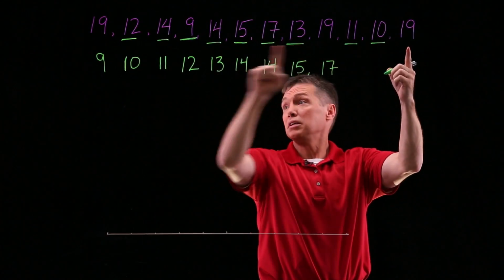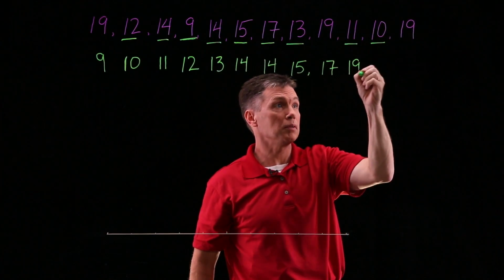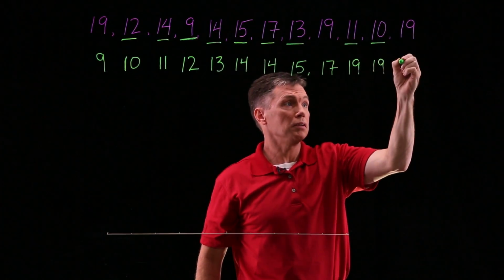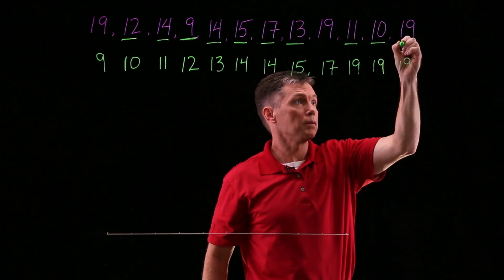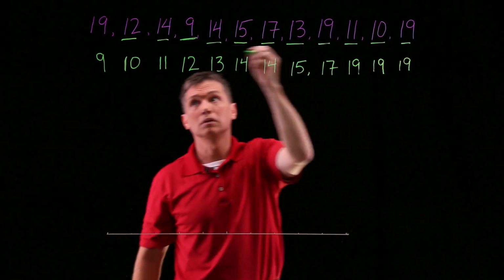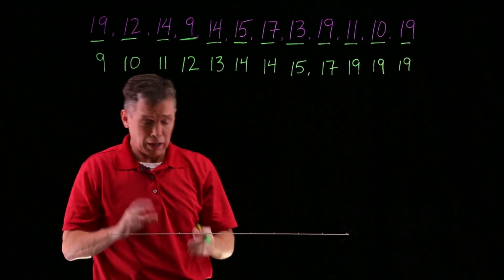That was my 15. Next is my 17. Then I'm up to my 19s, and it looks like there are 3 of them: 1, 2, 3. Okay, good. That lines up. 3 different 19s, right? Okay. That's the tedium out of the way.